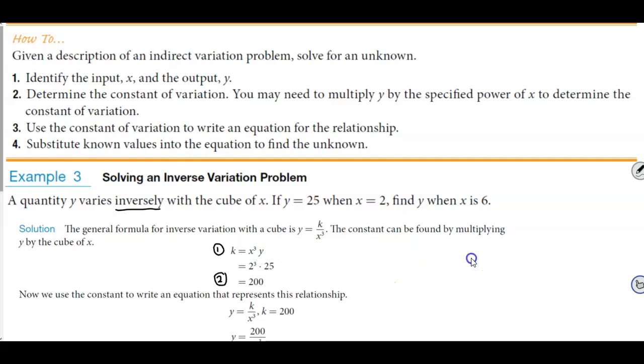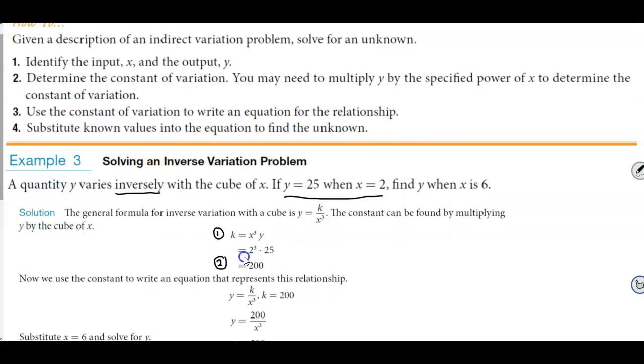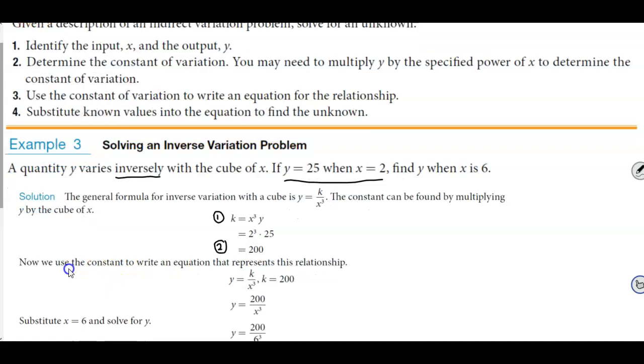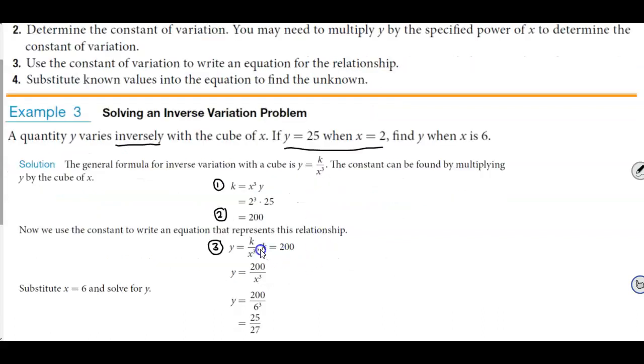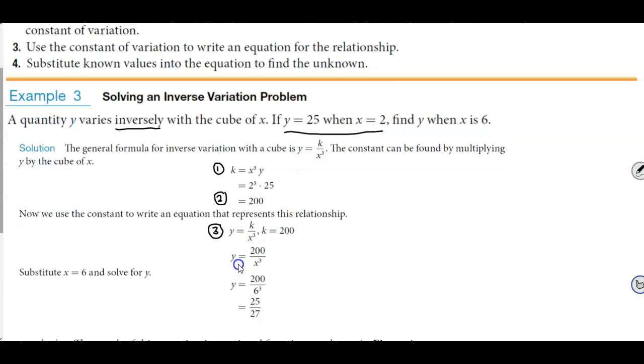Now we're going to write down what is given into the formula to find k. Well, x was equal to 2, y is equal to 25. So if we multiply that out, now we know that k is equal to 200. Now we're going to use the constant to write an equation that represents this relationship. So that is step 3. So we're going to now rewrite k into the formula to be 200. So now y is going to equal 200 over x cubed.